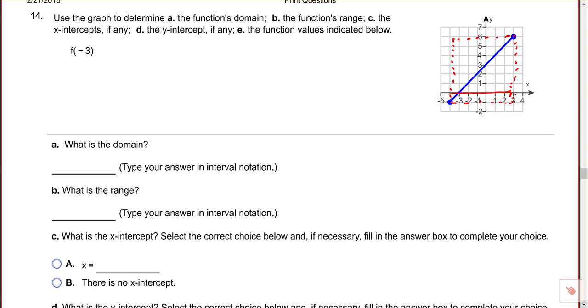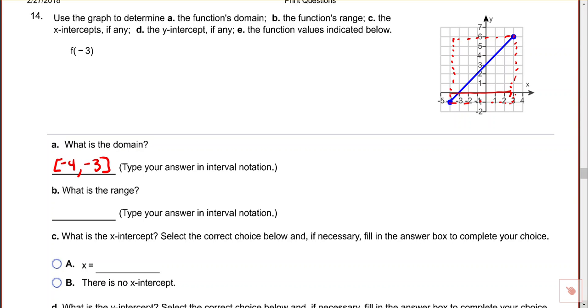So since I have these endings that are closed, I would use brackets for interval notation. So it goes from -4 all the way over to -3. Since I have the closed circles there, that means I'm including those numbers.